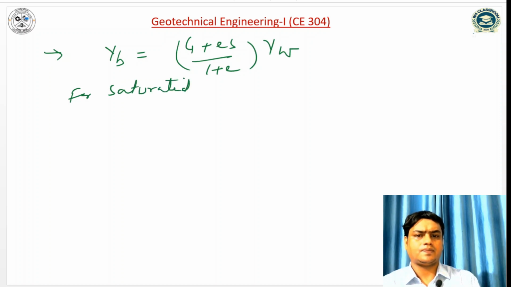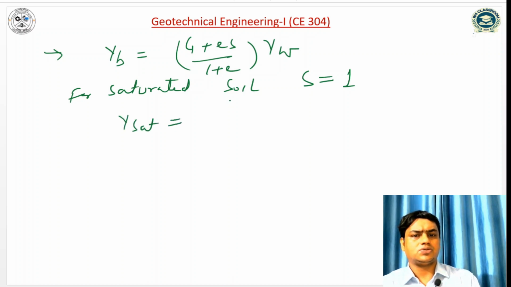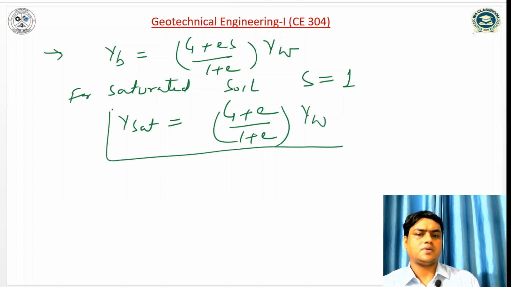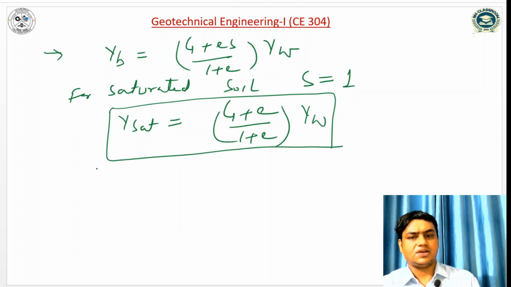So we know that for saturated soil, S is equal to 1. Put the value of degree of saturation in the expression of bulk unit weight, so gamma bulk turns to gamma sat. So (G plus e) divided by (1 plus e) into gamma W. Same expression I have derived in the previous slide.